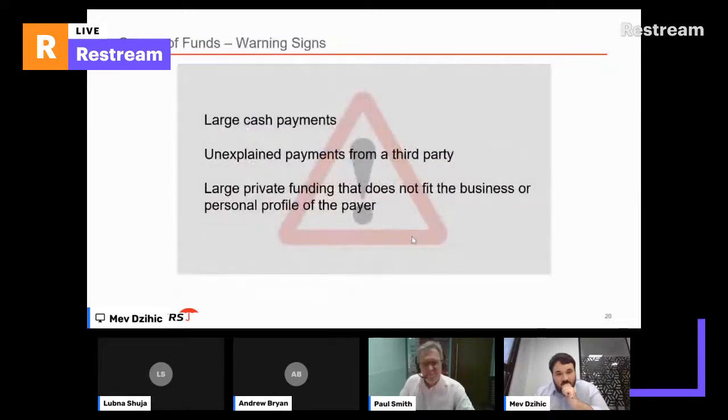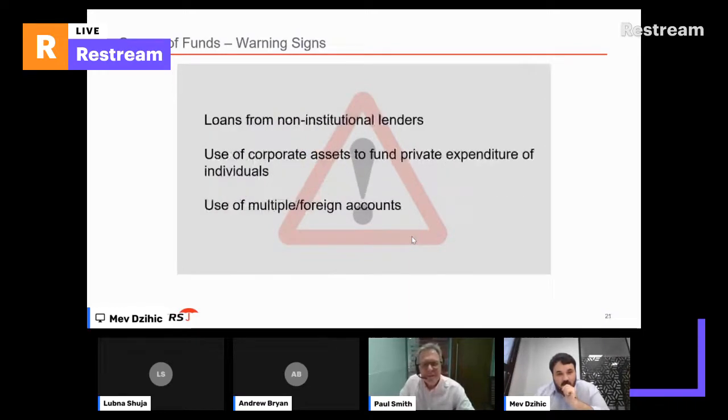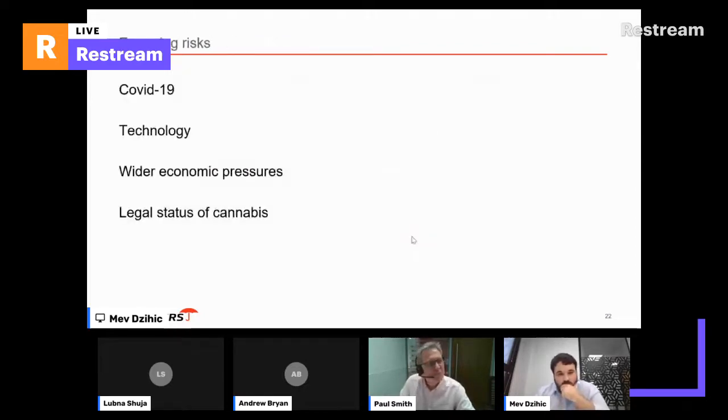Large cash payments, unexplained payments from a third party, large private funding that doesn't fit the business or personal profile of the payer, loans from non-institutional lenders, use of corporate assets to fund private expenditure of individuals, and the use of multiple and foreign accounts. So a lot to take on board. In terms of emerging risks, a number here identified by the SRA.